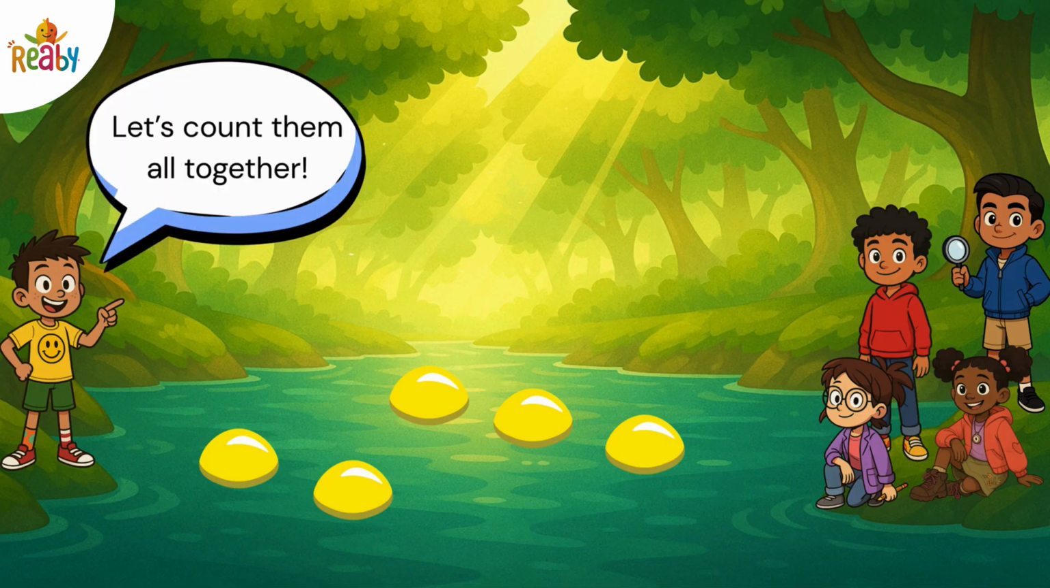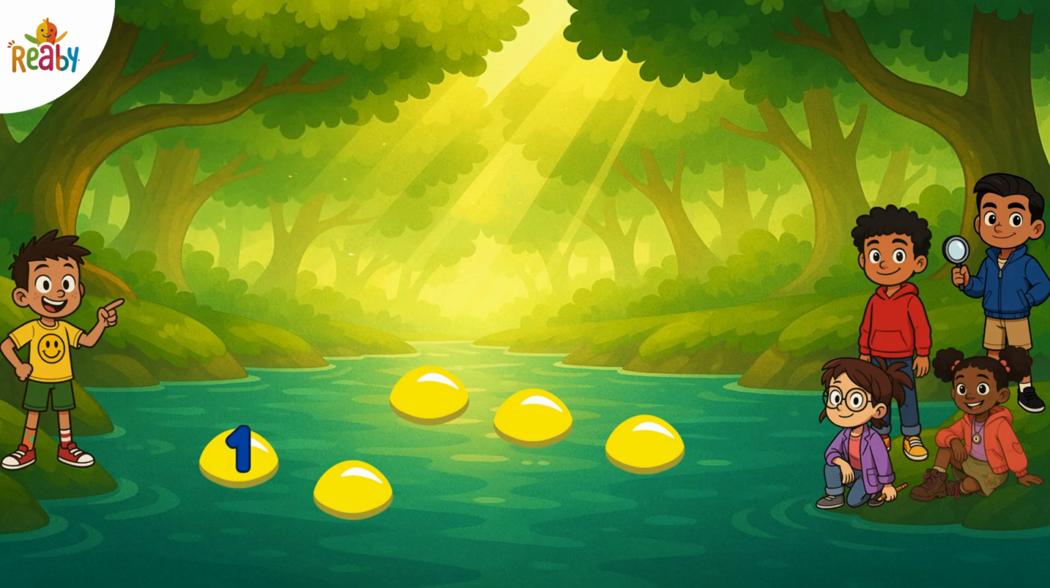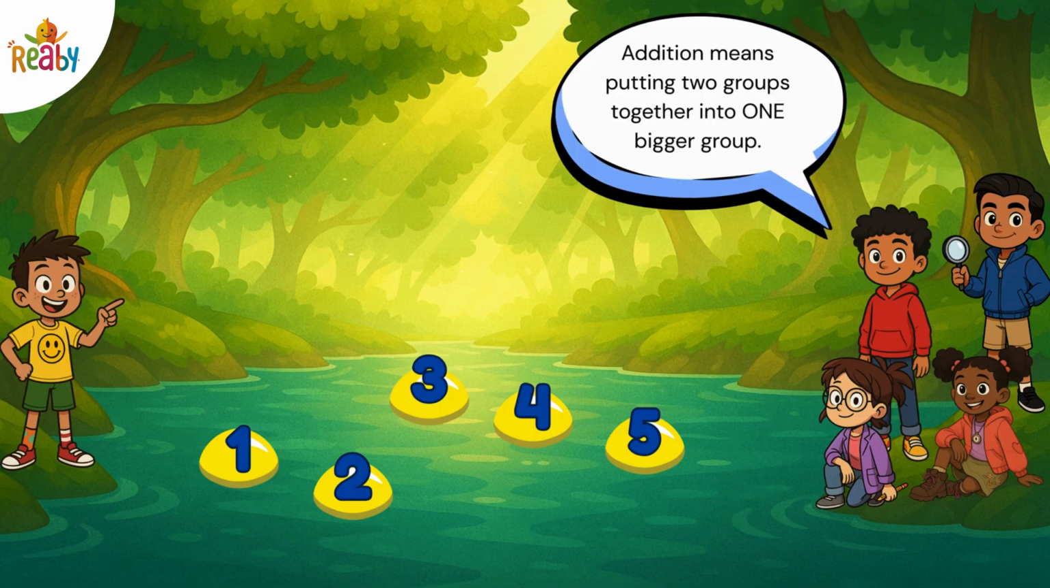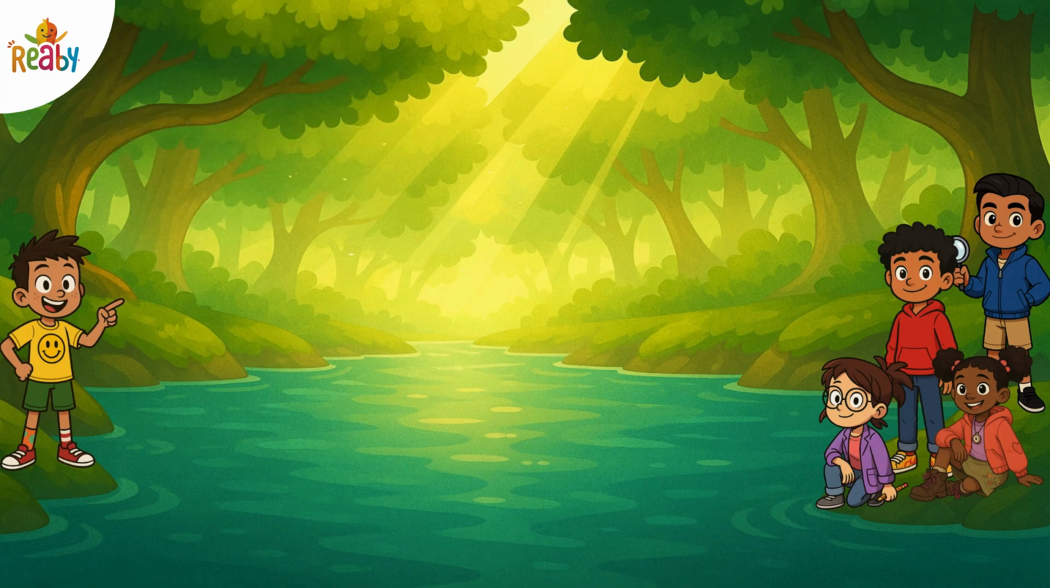Let's count them all together. 1, 2, 3, 4, 5. So 2 plus 3 equals 5 when we use objects. Addition means putting 2 groups together into one bigger group. Let's make tiny addition stories.